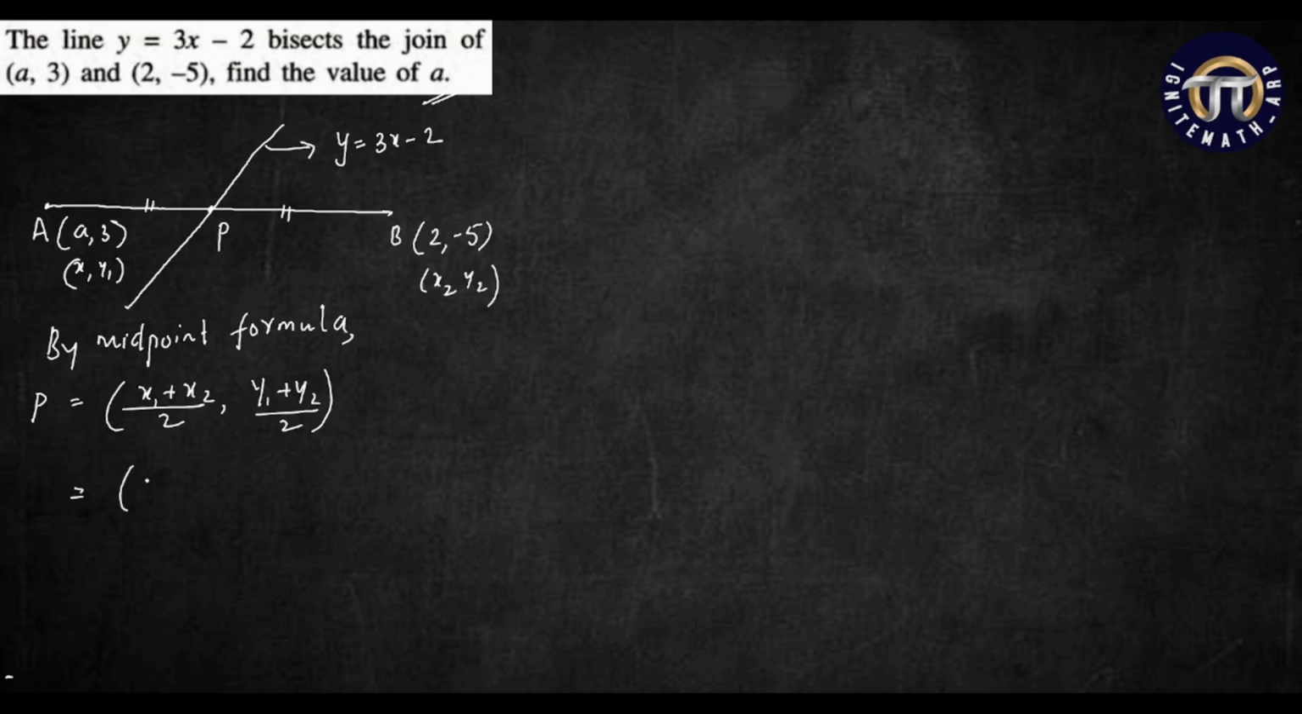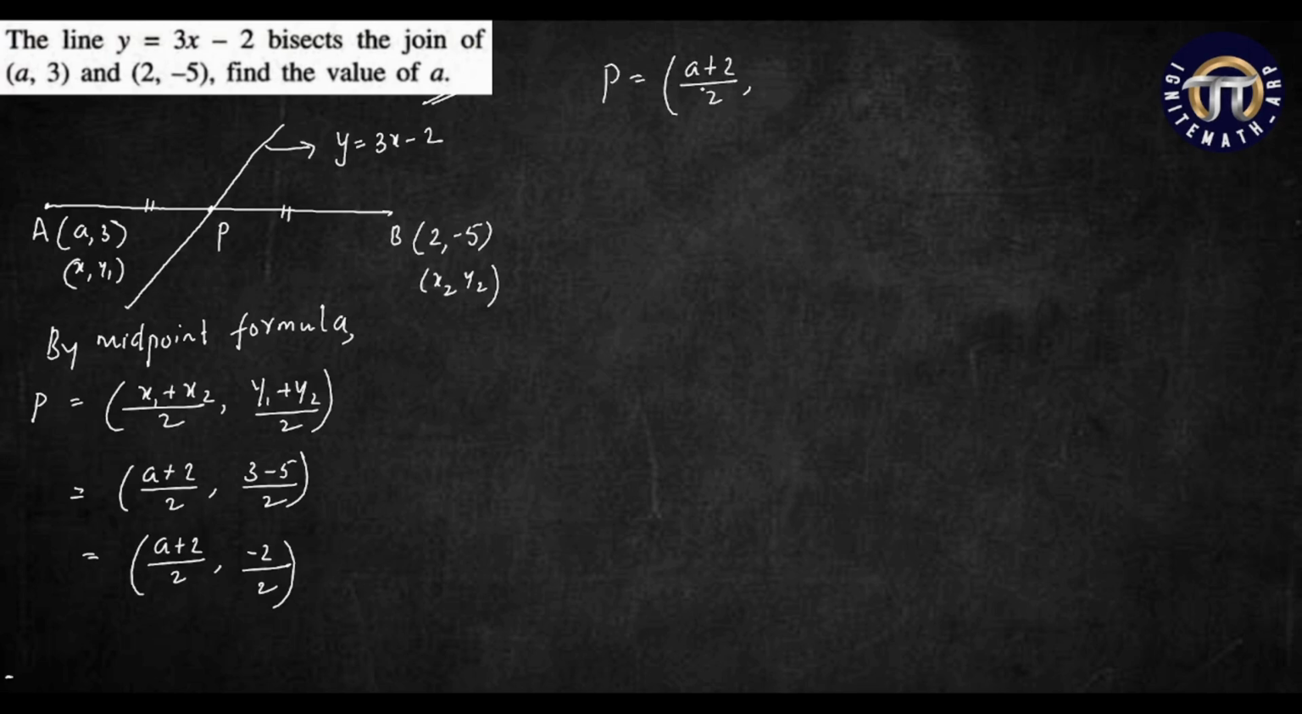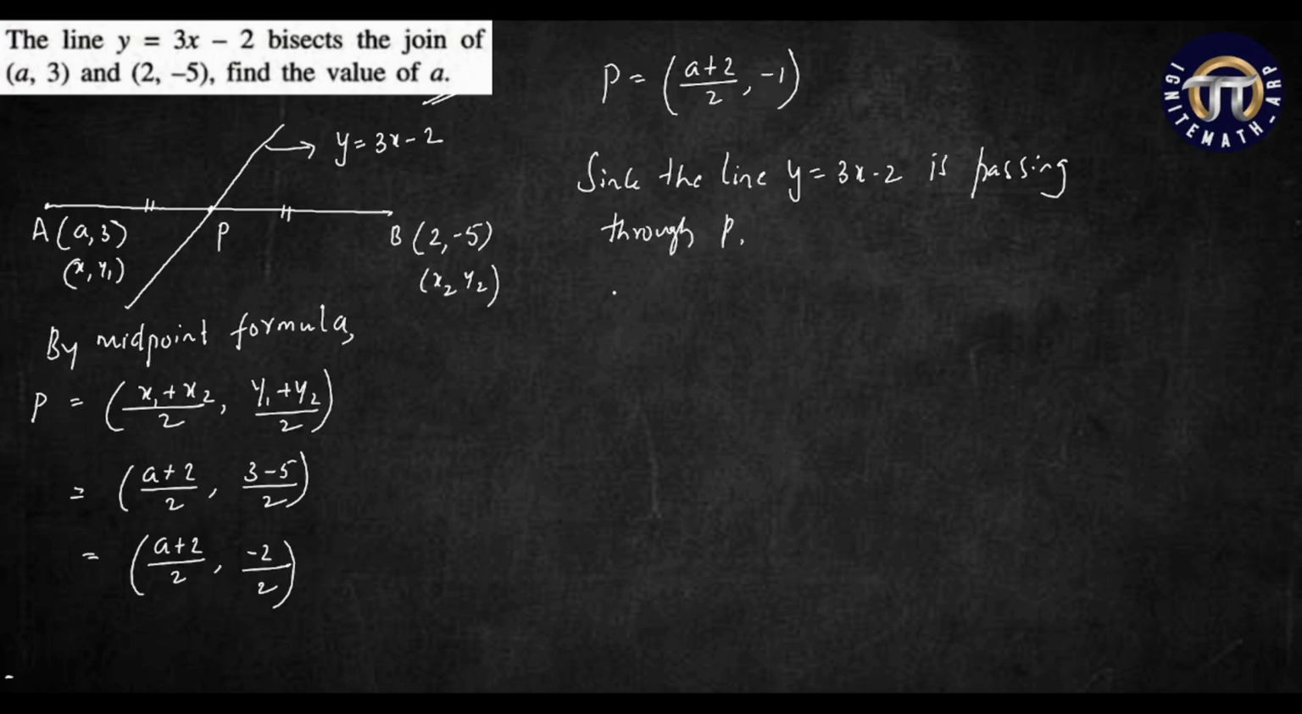So now I can say that a plus 2 by 2, then 3 minus 5 by 2. So I get the coordinates of P as a plus 2 by 2, then minus 2 by 2. So I can say P is equal to a plus 2 by 2, then minus 1. So since the line y is equal to 3x minus 2 is passing through P, I can say y is equal to 3x minus 2.